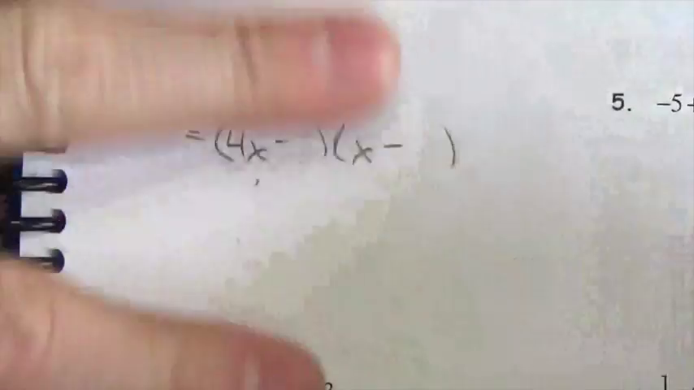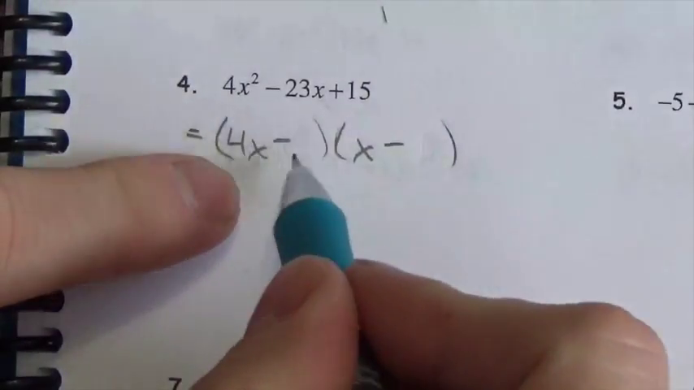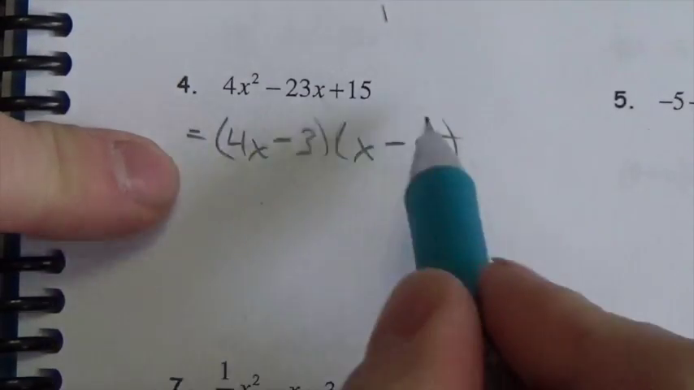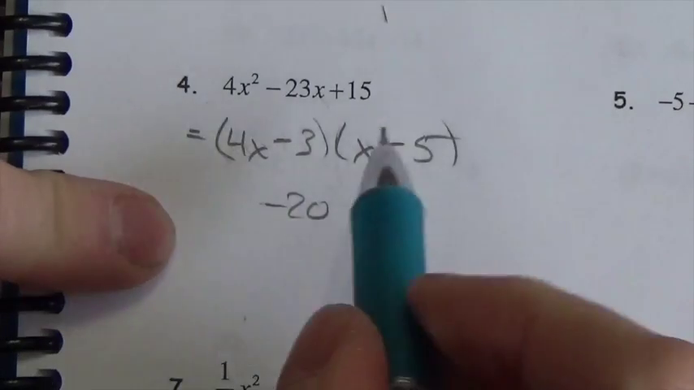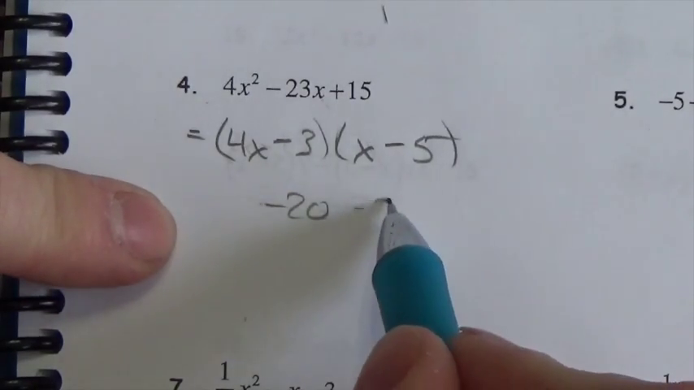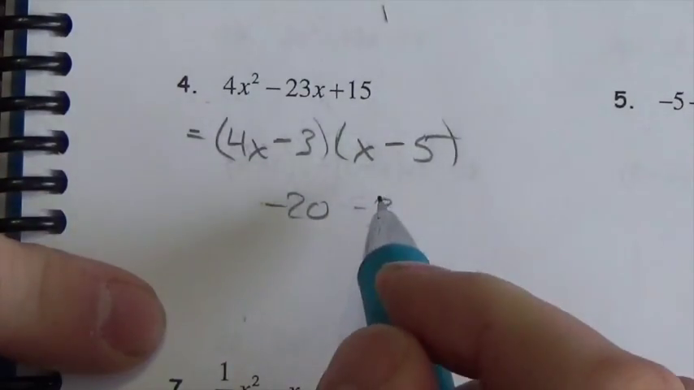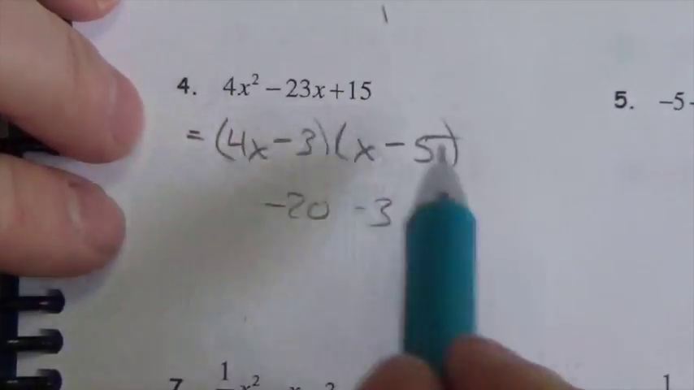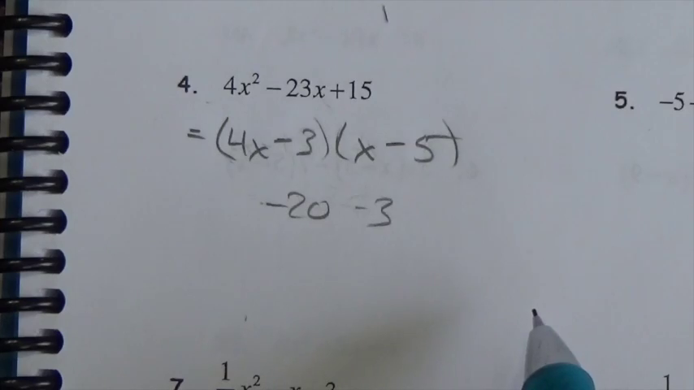Now, this time, though, those first two terms are different, so I can switch them. 4x times negative 5 is negative 20. That's a good sign. Negative 3 times 1 is going to be negative 3. And there's my negative 23. That's the middle term that I'm looking for. That's the factoring that I'm looking for.